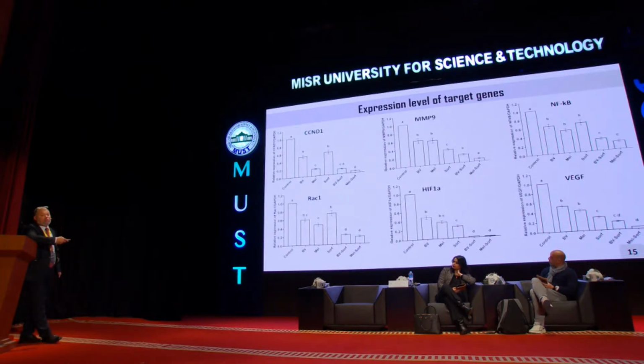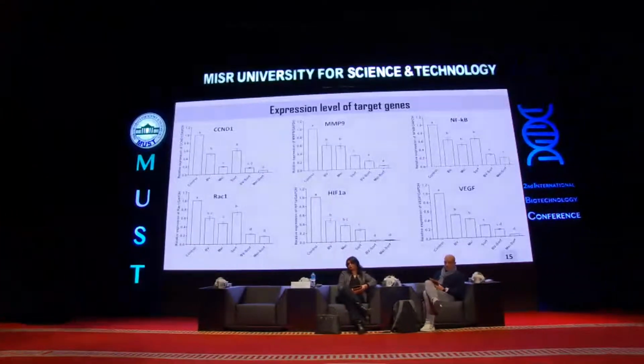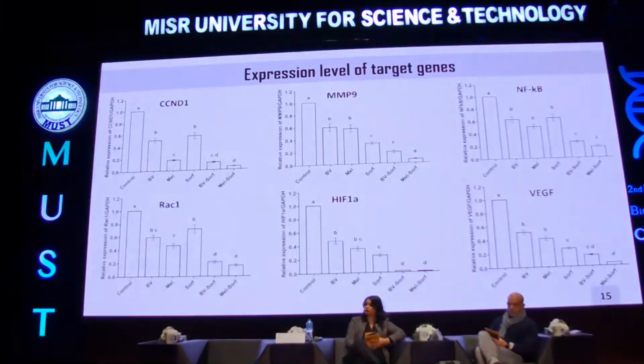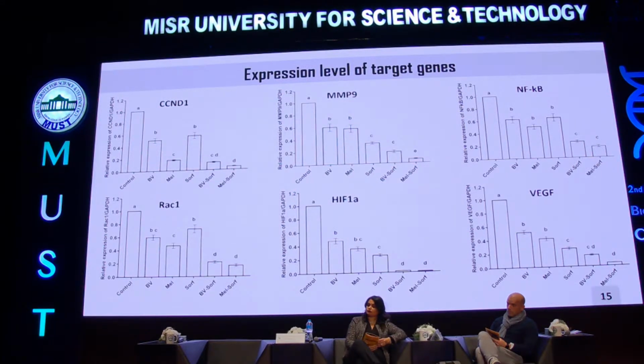Here are some genes related with cell cycle regulation, metastasis, hypoxia, inflammation, nuclear factor kappa B, and metastasis or angiogenesis, the vascular endothelial growth factor. Here we got very interesting results: a down regulation of all these genes, okay, which means that the combination of sorafenib with either melittin or the crude bee venom has a potential effect to inhibit these genes.